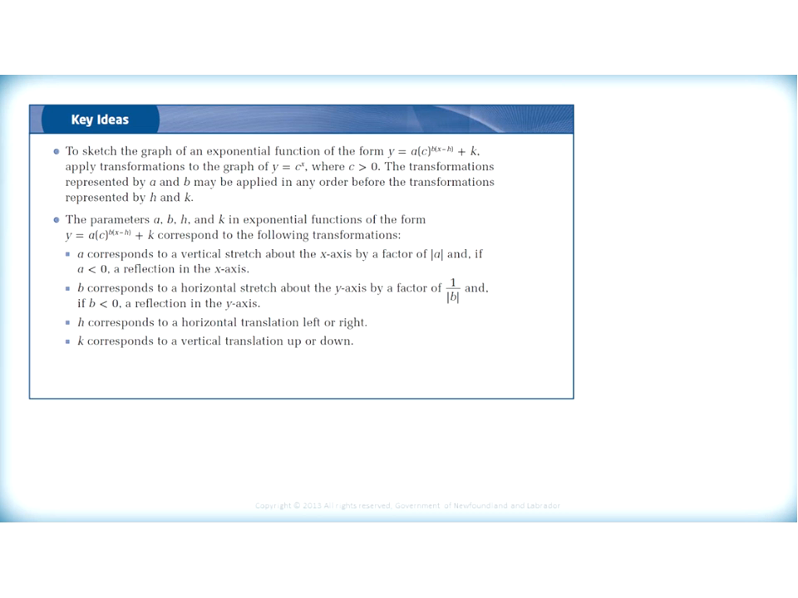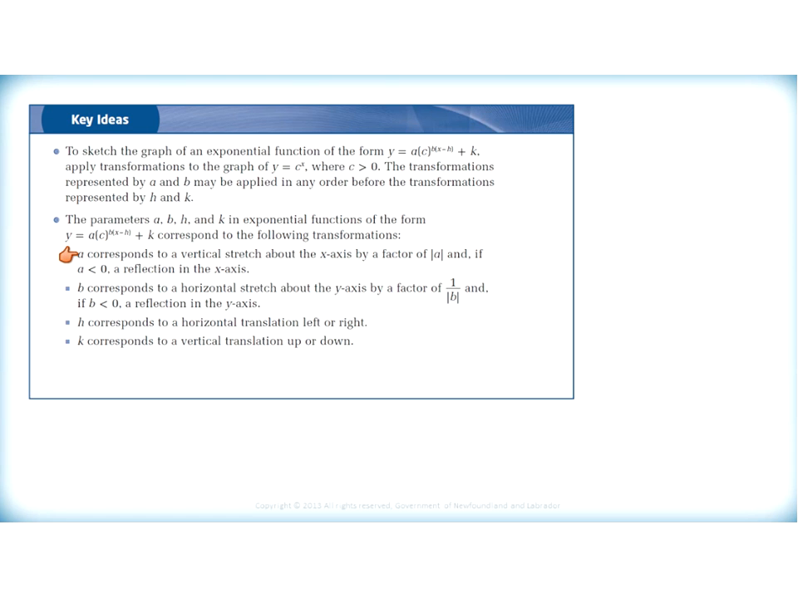Okay, summary of key ideas here very quickly. To sketch the graph of exponential functions of the form that you see here, you apply transformations to the graph of y equals c to the x, where c is greater than 0. Again, we looked at some examples here where c was between 0 and 1, but that's okay. The transformations represented by a and b may be applied in any order before the transformations by h and k. As I said, you're going to do your stretches before you do your translations. The parameters a, b, h, and k in the exponential function of the form that you see here correspond to the following transformations. Again, just a quick review here.